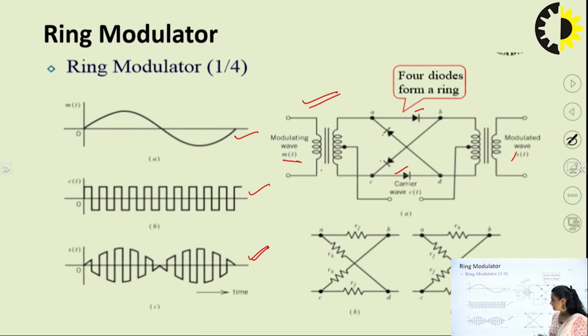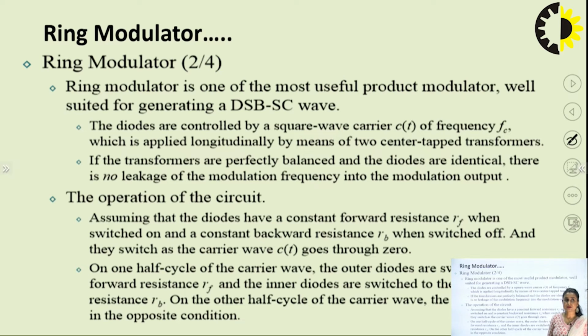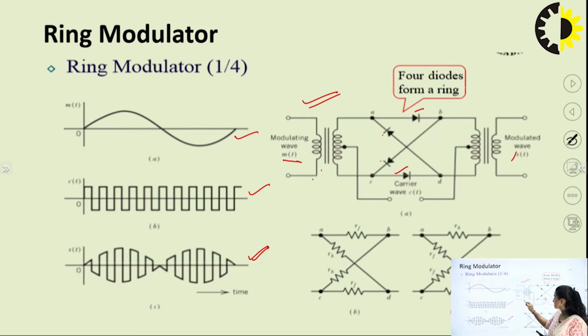Here this carrier is a distinct kind of carrier I am using, not a sinusoid, but a square wave in the case of the ring modulator, right? The diodes are controlled by a square wave carrier of frequency Fc, which is applied longitudinally by means of two center-tap transformers. I am using two center-tap transformers, transformer number 1 and transformer number 2, right?